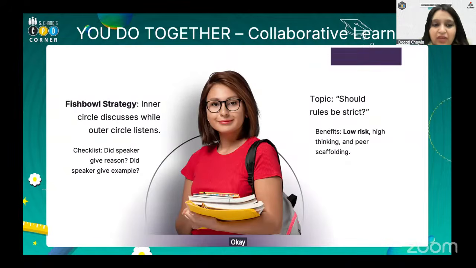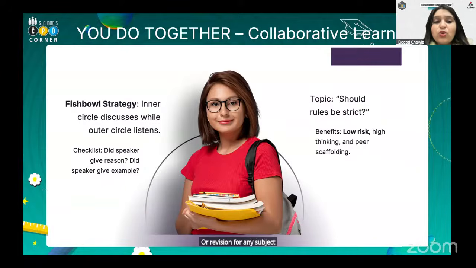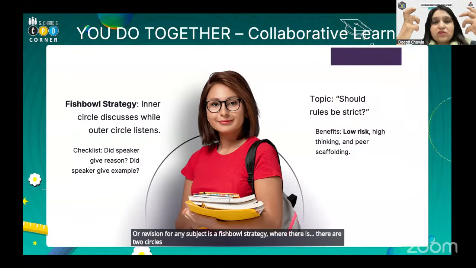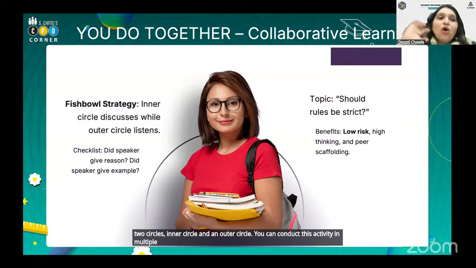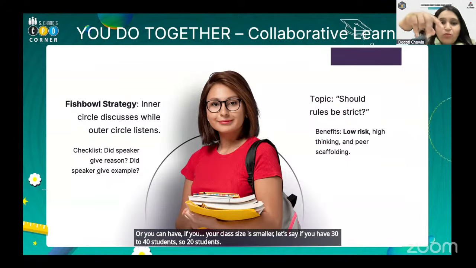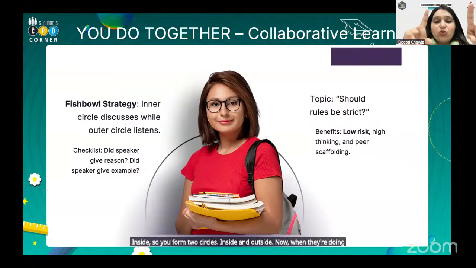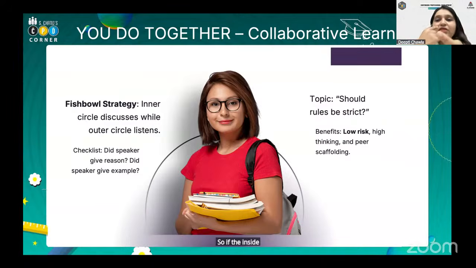Okay. Another very interesting strategy, especially for social sciences or revision for any subject, is a fishbowl strategy, where there are two circles, an inner circle and an outer circle. You can conduct this activity in multiple inner and outer circles, or if your class size is smaller, let's say 30 to 40 students, you form two circles, inside and outside. Now when they're doing this, one circle moves. So if the inside circle moves, they will always have different partners while interacting.